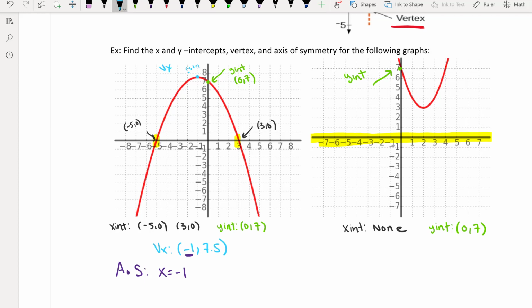The next thing that I'm going to need is my vertex. The vertex here, I have a minimum point, and that is going to be here. It looks like that point is (2, 3) for my vertex. So then my axis of symmetry is going to be x equals whatever this value is, which happens to be 2. Okay.